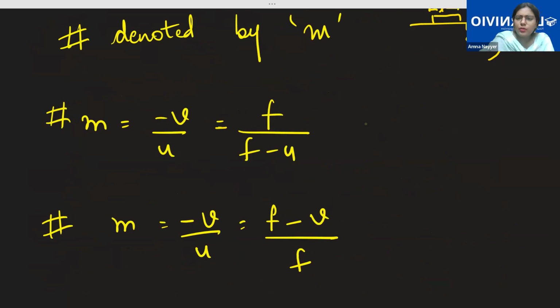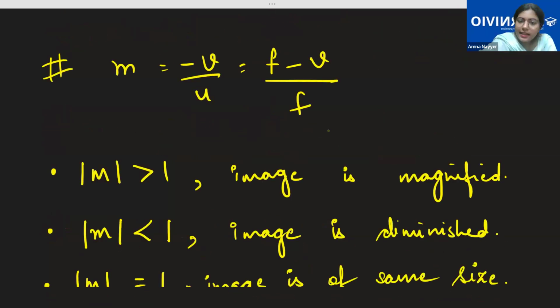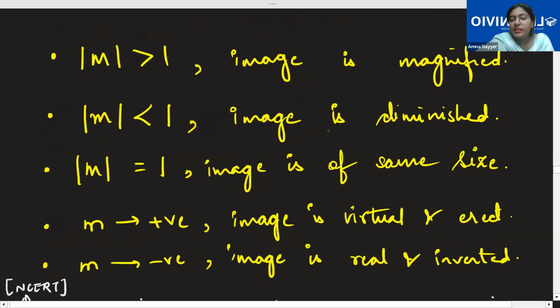What you can do, usually, using the lens or mirror formula, 1 by f is equal to 1 by v plus 1 by u, you calculate the value of 1 by v and then put it in this formula, because v is missing. When you solve, you can easily get f by f minus u. So you can use this formula also. Similarly, if the image distance is given, the focal length is given, and the object distance is missing, then use f minus v by f. This formula.